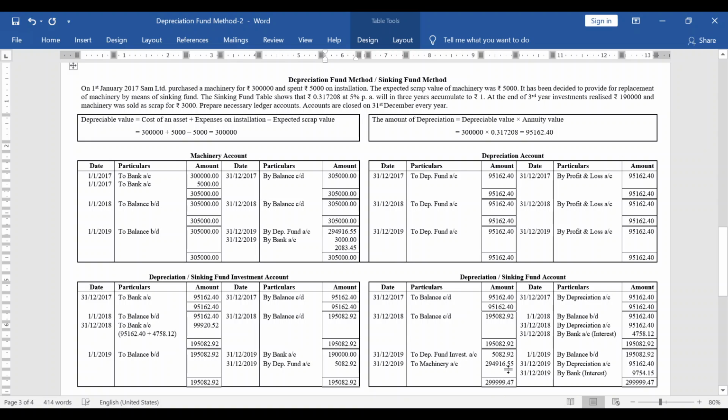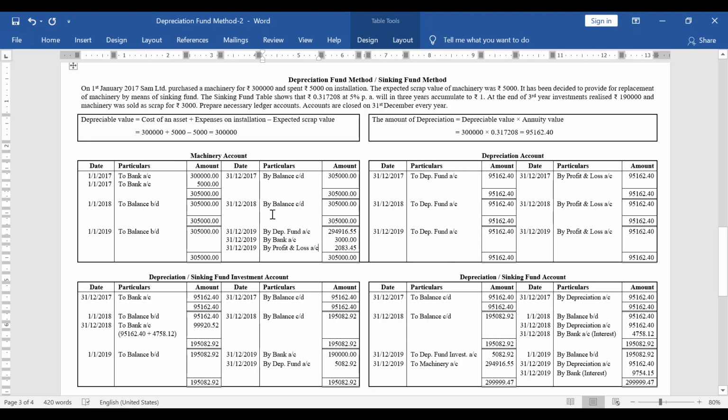So the balance in the machinery account is transferred to profit and loss account by passing an entry profit and loss account debit to machinery account. That is, this indicates a loss on sale of machinery, and the loss is debited to profit and loss account and credited to machinery account, and with that machinery account is closed. Now in case if machinery account shows a profit, then the machinery account is debited with the amount of profit and profit and loss account is credited with the amount of profit.